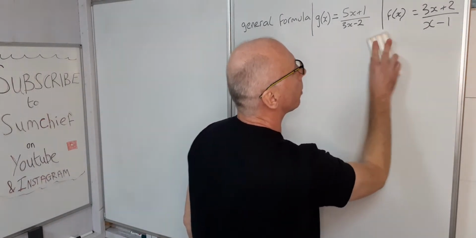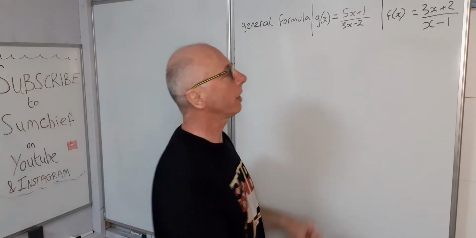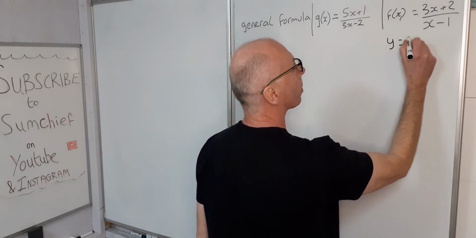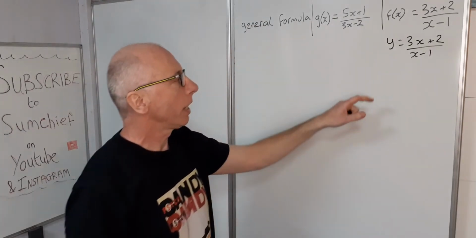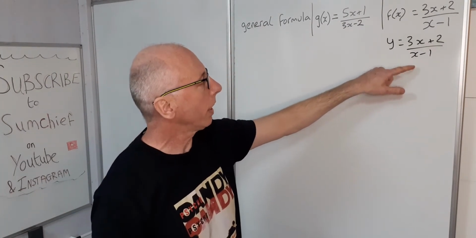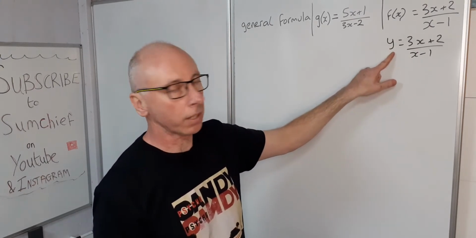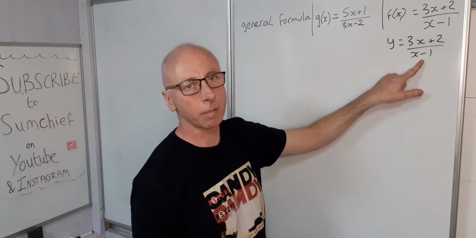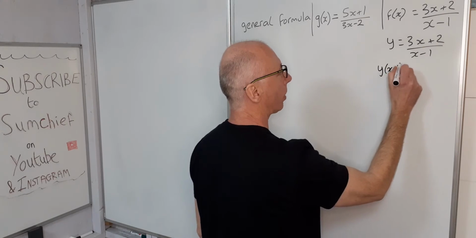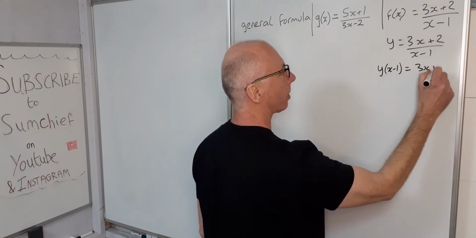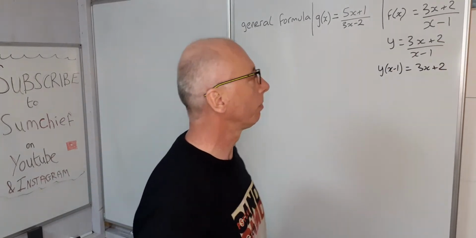So this is what we're going to do. First of all, we substitute a y in there. So y equals 3x plus 2 over x minus 1. And now what we've got to do is try and multiply everything out and do some changing of sides to get x the subject. So first of all, multiply by x minus 1. So we get y(x minus 1) equals 3x plus 2. If we multiply this one by x minus 1, that will cancel out.